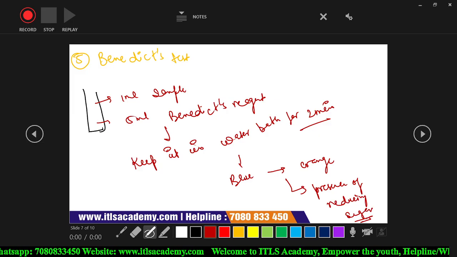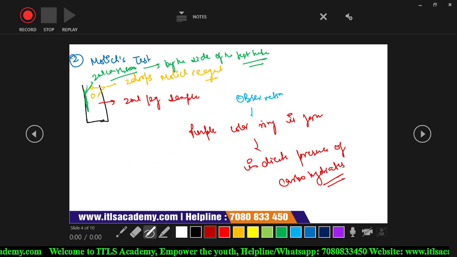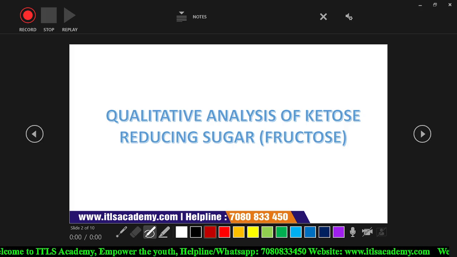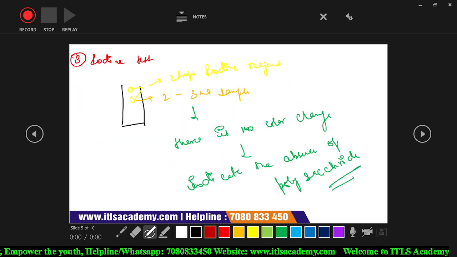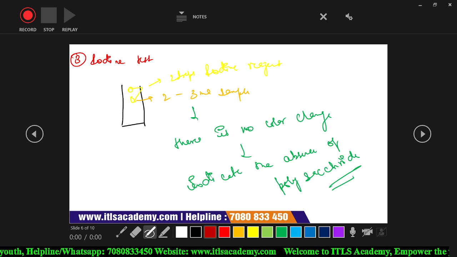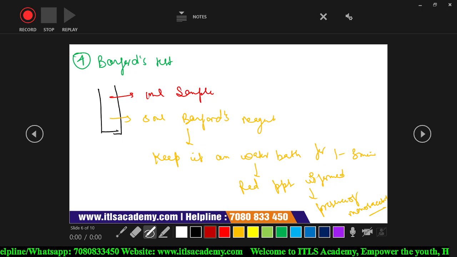Clear? See, here we cover two topics. The one is your qualitative analysis of ketose reducing sugar fructose, and the another one is your qualitative analysis of the pentose. Till now, all the tests are common. The different tests will be discussed in the later slides.